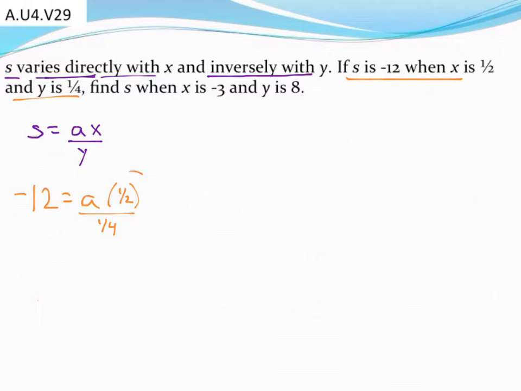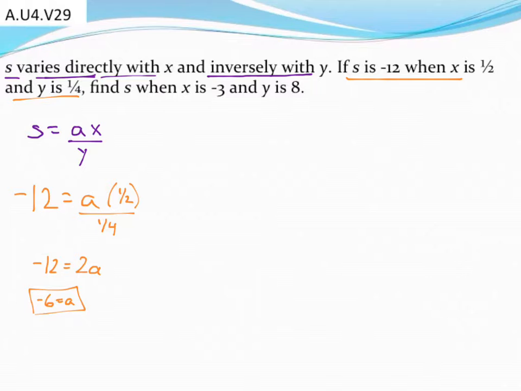So I'll use a calculator if I need to divide this part right here. When I do a half divided by a fourth, I find out that that's equal to 2. So I have negative 12 equals 2 times a. And then dividing both sides by 2, I find out that a must be equal to negative 6. So my constant of variation for this problem is a is equal to negative 6.